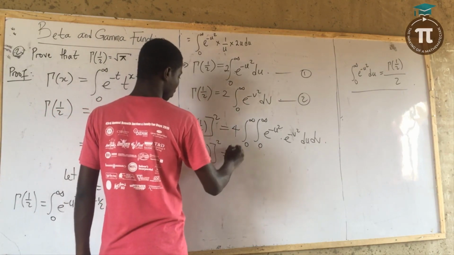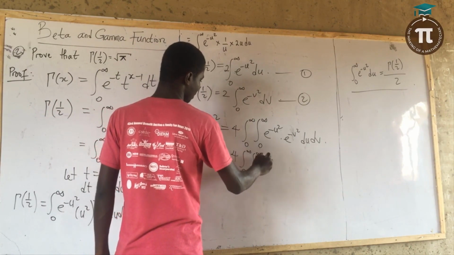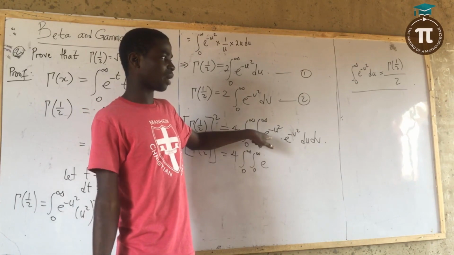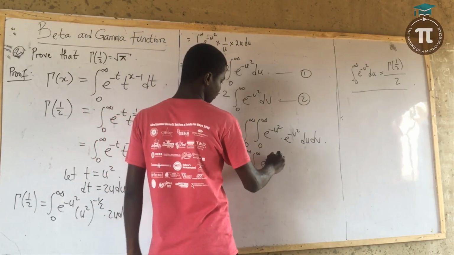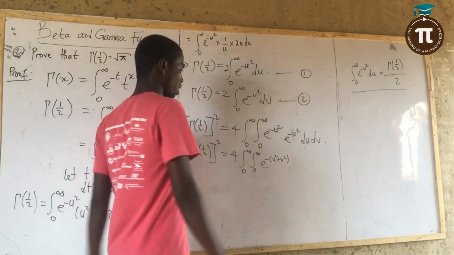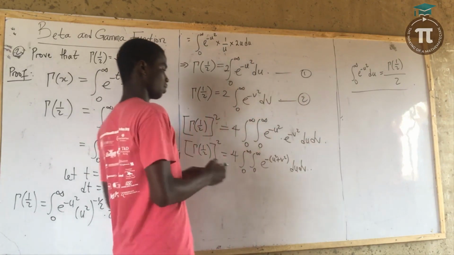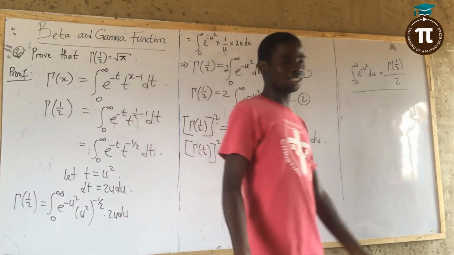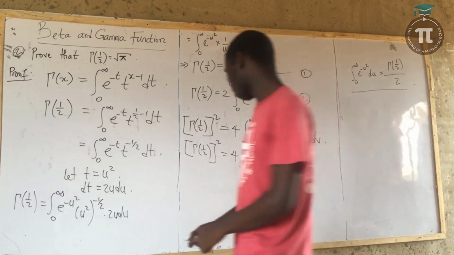So I will have gamma of 1 over 2 all square equal to 4 integral from 0 to infinity, integral from 0 to infinity. This is the law of indices: this will become e raised to the power minus u square minus v square. And by the time you factorize the minus, you will have u square plus v square du dv. So we want to change this coordinate to a polar coordinate.